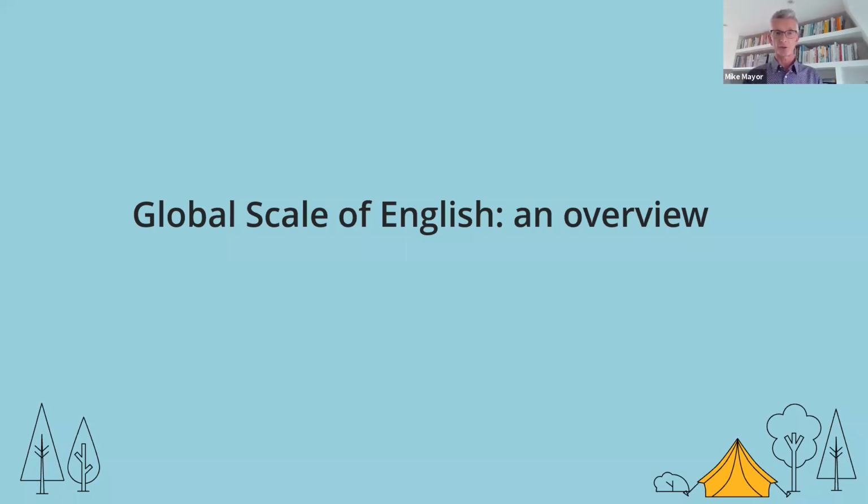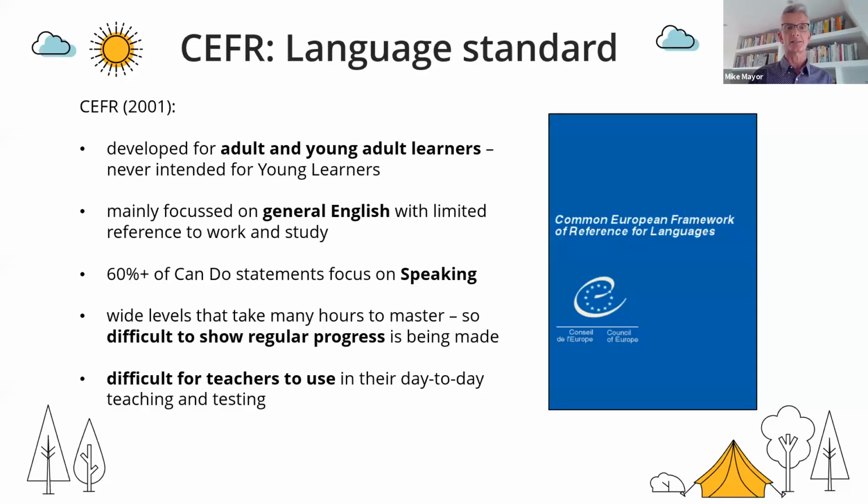So let's have a quick overview of what exactly the Global Scale of English is. I'm sure most of you are familiar with the Common European Framework. So published in 2001, this really has become the standard for learning, teaching, and assessing languages around the world, not just English, all European languages. And I don't want to underestimate the influence that the Common European Framework has had on teaching and assessing English.